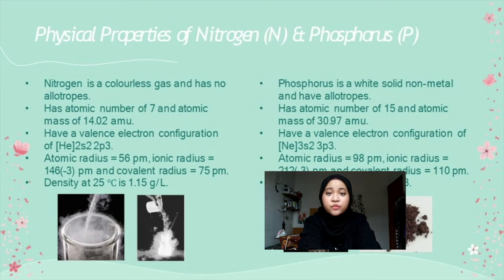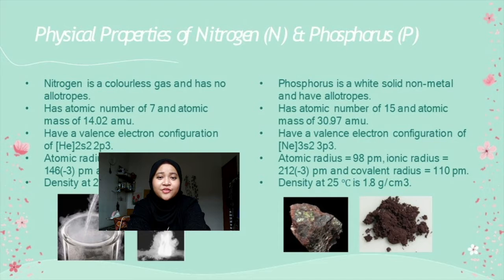Next, nitrogen is the smallest element among all Group 15 elements. Nitrogen has atomic radius of 56 pm, ionic radius of 146 pm, where the negative 3 shows that nitrogen is an N3- ion, and a covalent radius of 75 pm. Lastly, the density of nitrogen at 25 degrees Celsius is 1.15 gram per liter.